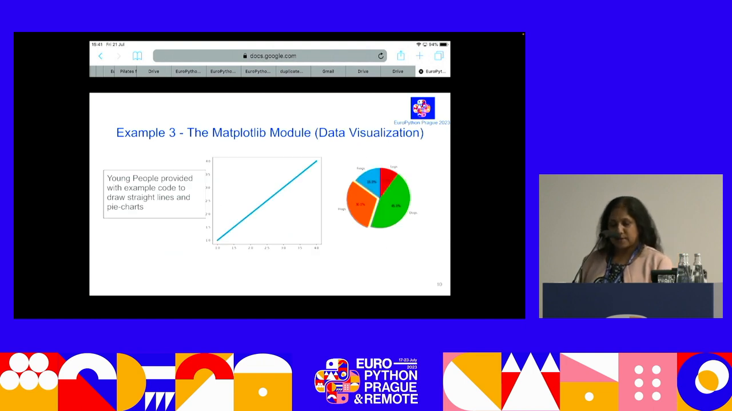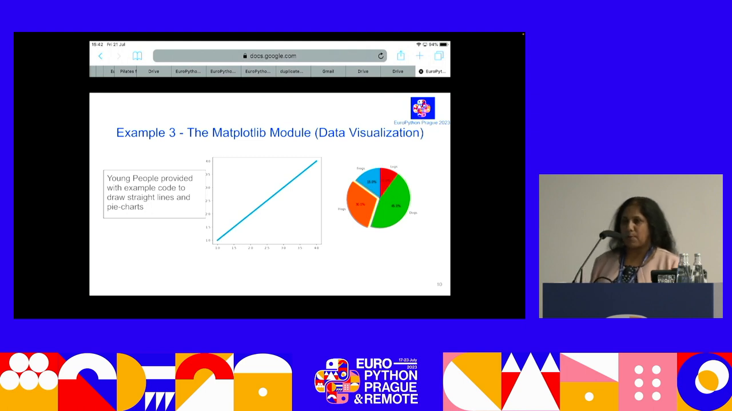As time progressed, the students' hunger for knowledge grew, and they began to seek additional challenges. So responding to their enthusiasm, I introduced them to Matplotlib, a powerful library for data visualizations. The students were provided with worked coding examples of drawing straight lines, creating bar charts and pie charts. Now, what really amazed me was how quickly they understood the code, as their ability to read code was like someone would sight read a piano piece.